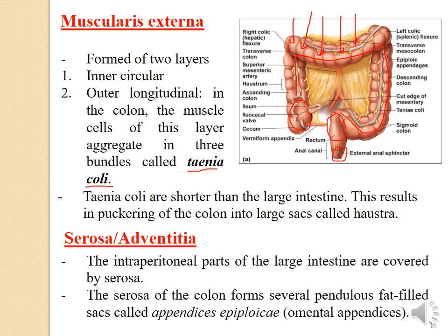Now the serosa of the colon forms several pendulous fat-filled sacs called appendices epiploicae, or the omental appendices. Notice these various appendages here. These are the appendices epiploicae. These are derived from the serosa.